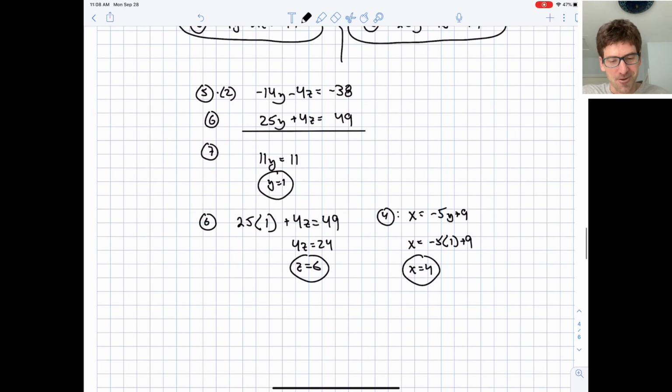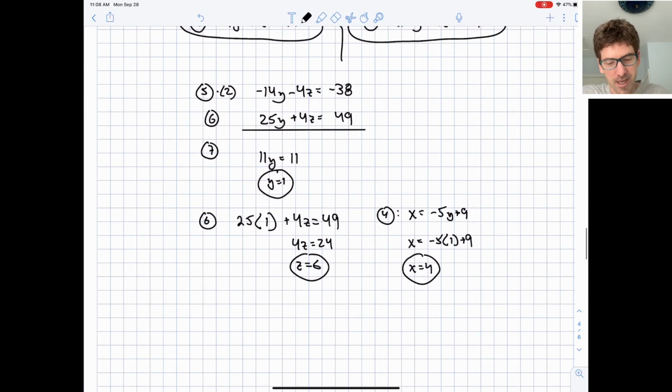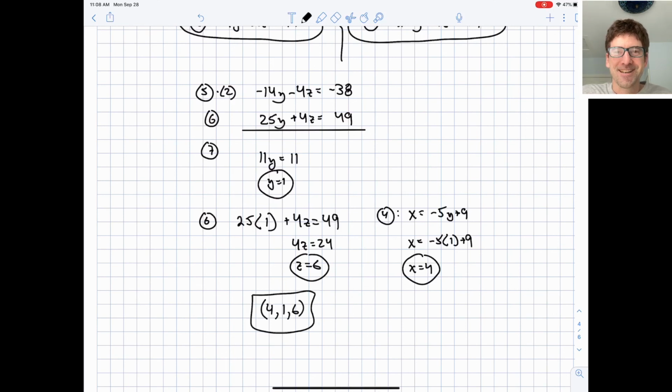We did a whole lot of work, and we have an ordered triple now: x, y, z, 4, 1, 6. Phew, we did it. That was a long one, but we got through it, and that's a good place to stop.